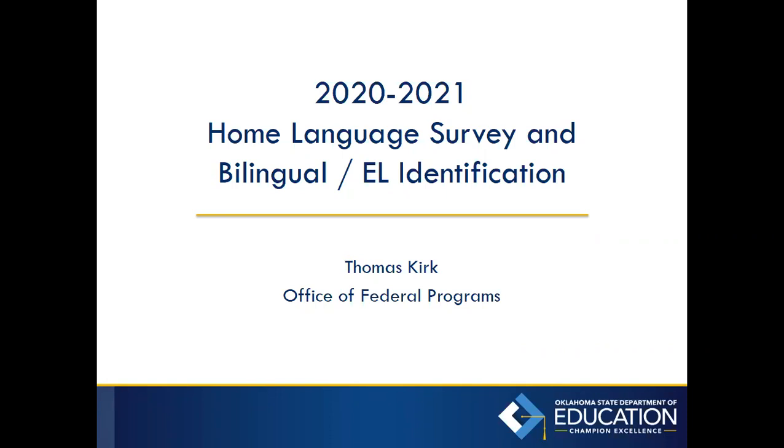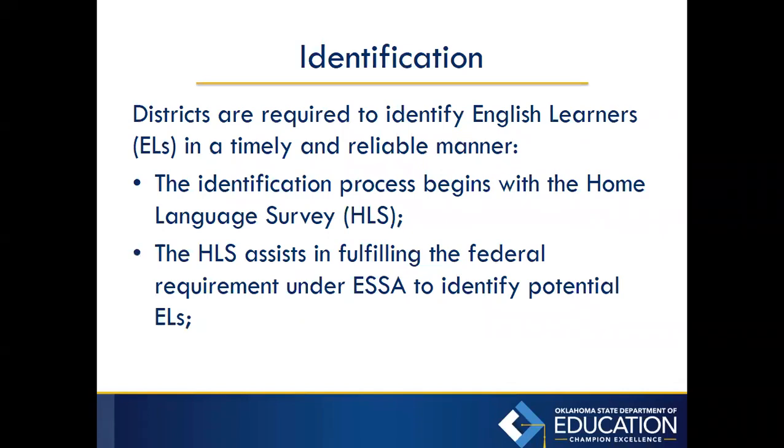So to start off with, there are some requirements regarding identification. All districts are required to identify English learners in a timely and reliable manner. This identification process begins with the Home Language Survey, which you often see referred to as HLS. The HLS assists in fulfilling the federal requirement under ESSA to identify potential English learners.